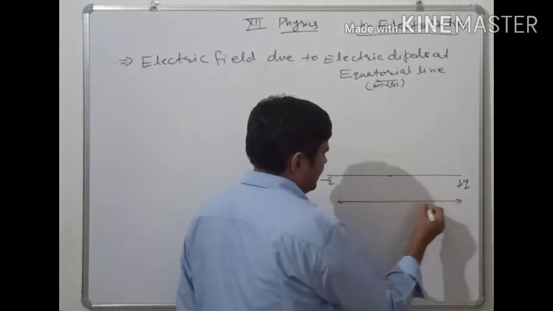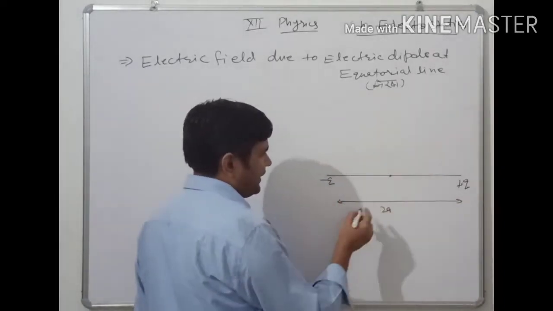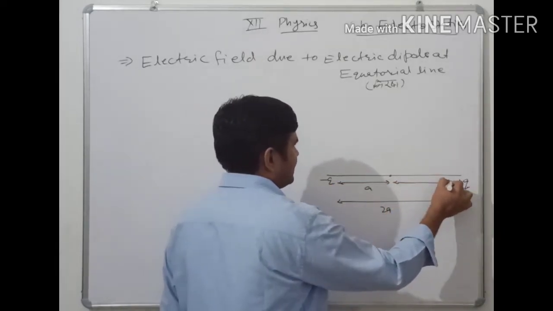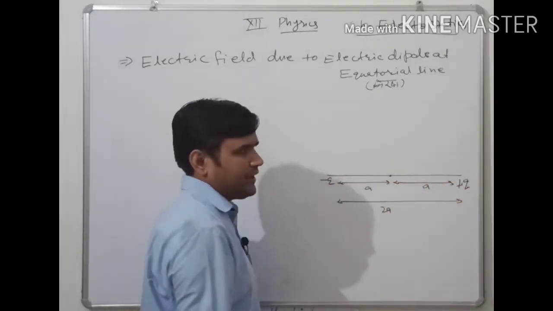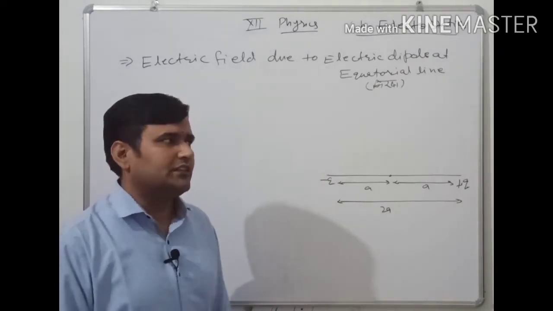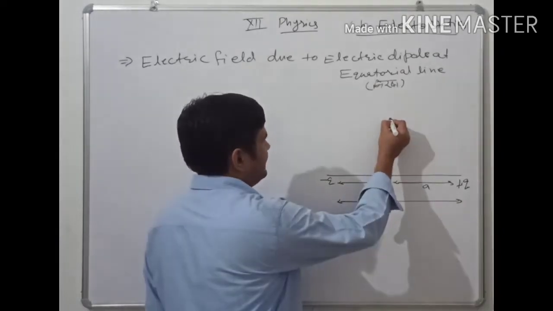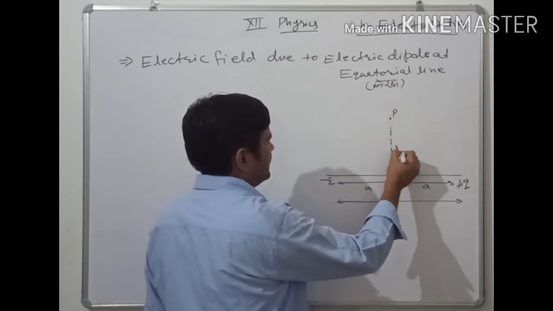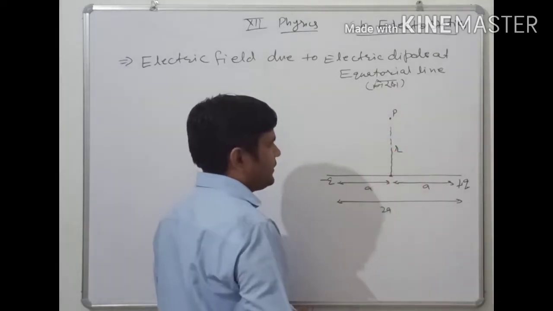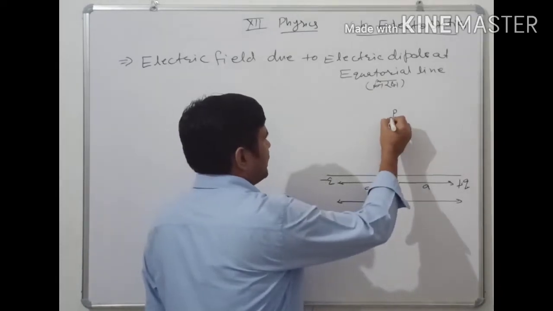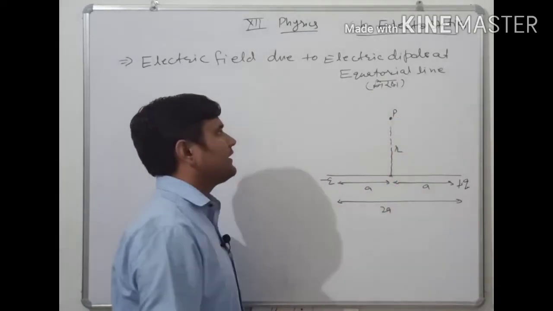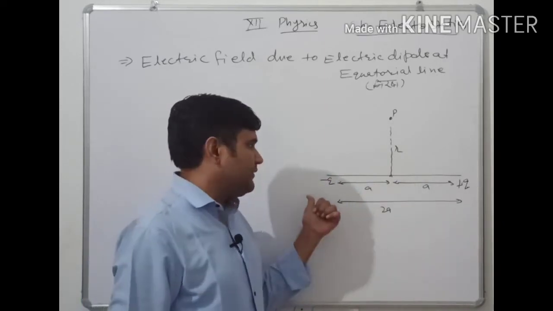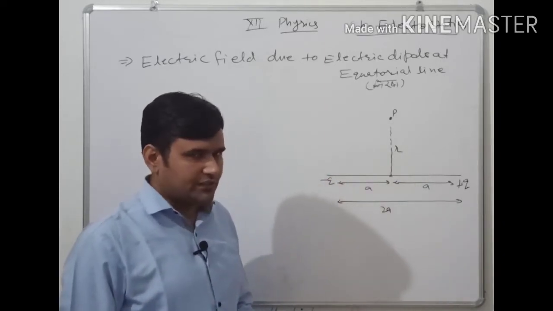The distance between both the charges is 2a, so this distance is a, and similarly this distance is also a. Now we are considering a point P, like this is the point P, and it is at distance r from the center of the dipole. Okay, now our motive is to calculate the electric field intensity at point P due to the electric dipole, or due to the minus q or the plus q charge.